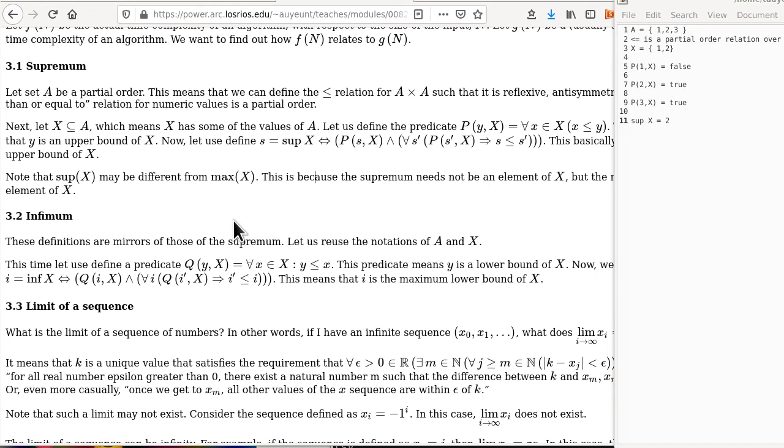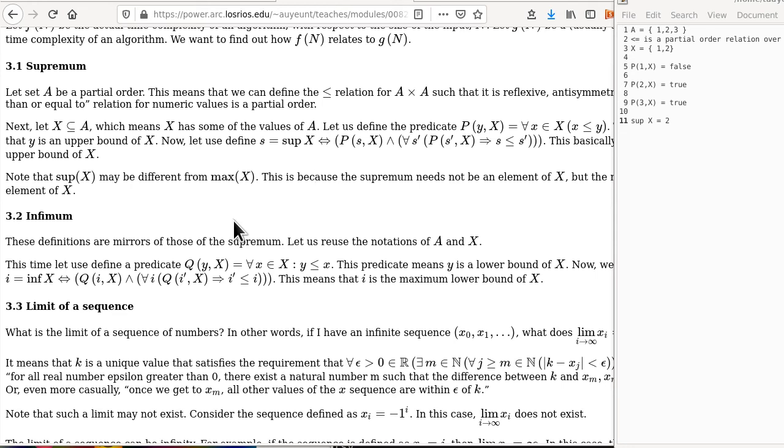Now I don't have the proof of that, but it seems to make sense to me that the maximum of a particular set is automatically the supremum of that set as well. So it sort of makes sense. All right, so shall we move on?